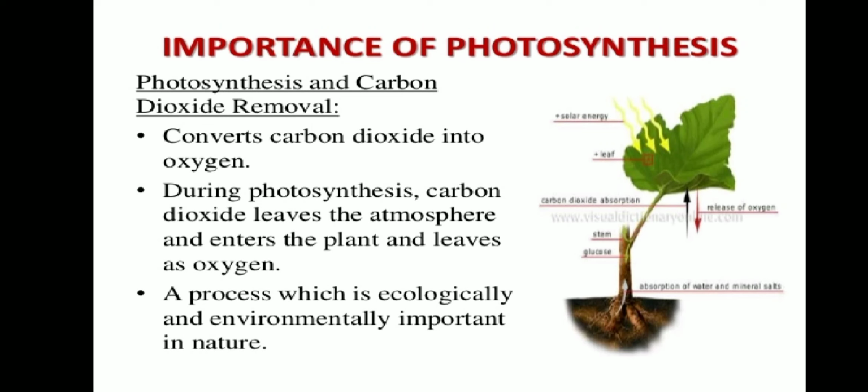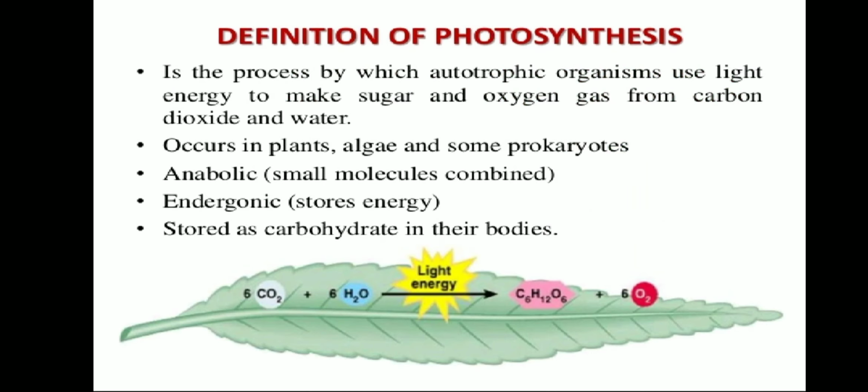What happens in the process of photosynthesis? Here, the plant absorbs carbon dioxide from the air and a kind of chemical reaction takes place in the plant. The final product is glucose and oxygen. Already we saw. So the oxygen is released out from the plant. During photosynthesis, carbon dioxide leaves the atmosphere and enters into the plant and leaves out of the plant in the form of oxygen. So the plants are very much helpful for us in getting a good oxygen supply. So the plants are ecologically as well as environmentally important. Okay, so the equation: carbon dioxide plus water with the help of light energy, the product will be glucose and oxygen. So don't forget this equation.